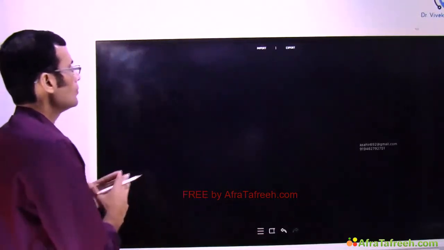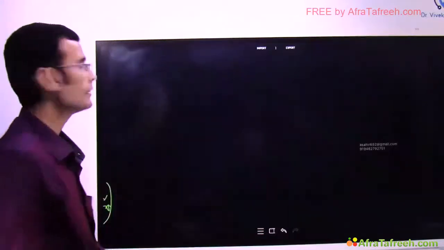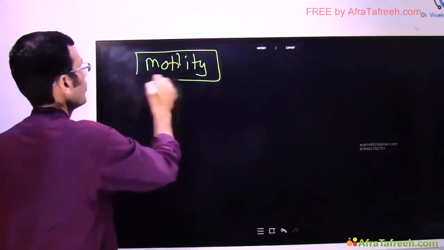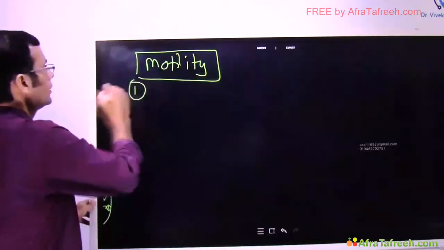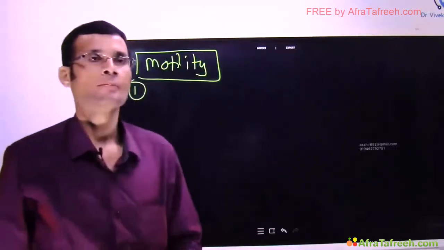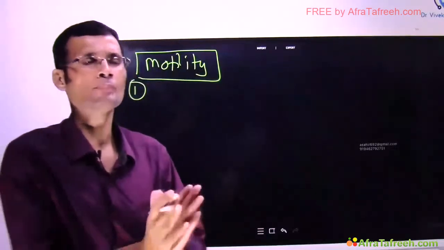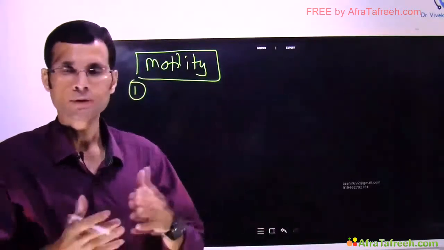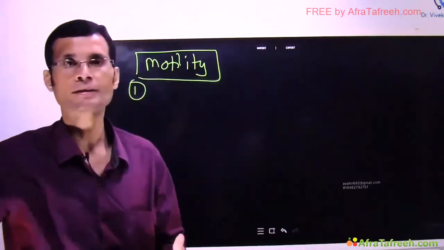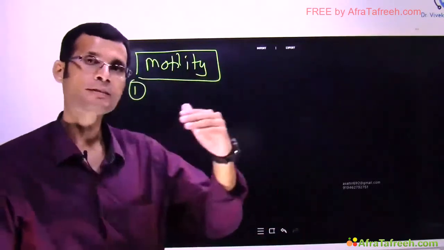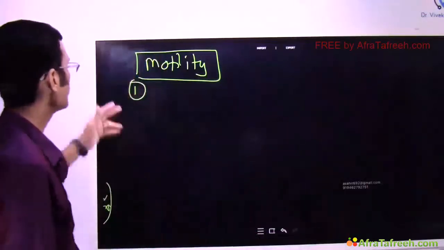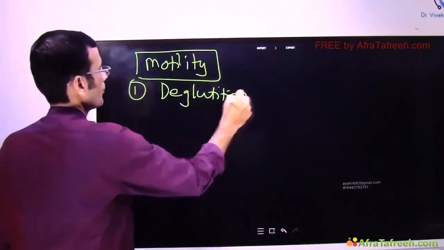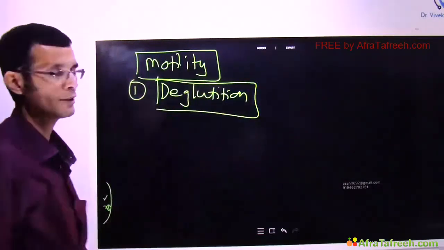Let us now talk about the first aspect, that is motility in the digestive tract. We will first discuss how the food moves along the digestive tract from oral cavity to the stomach, then small intestine, colon, etc. Then we will also discuss the secretory activity in the digestive tract. So, motility, let us start with deglutition. Some important aspects of deglutition. Swallowing.